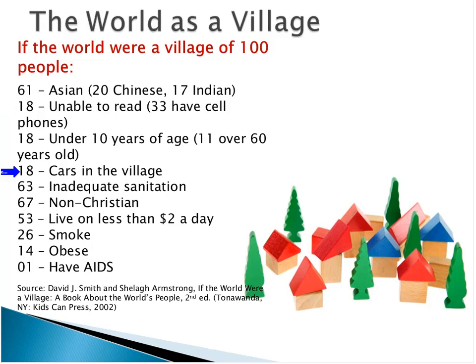63 people have inadequate sanitation. In terms of health care and health issues, 63 people have a problem at the moment. And 67 are non-Christian in terms of religion. 53 live on less than $2 a day. More than half of the people throughout the world live on less than $2 a day. It means the expenditure is less than $2 a day for 53 people. It's considerable, huh?